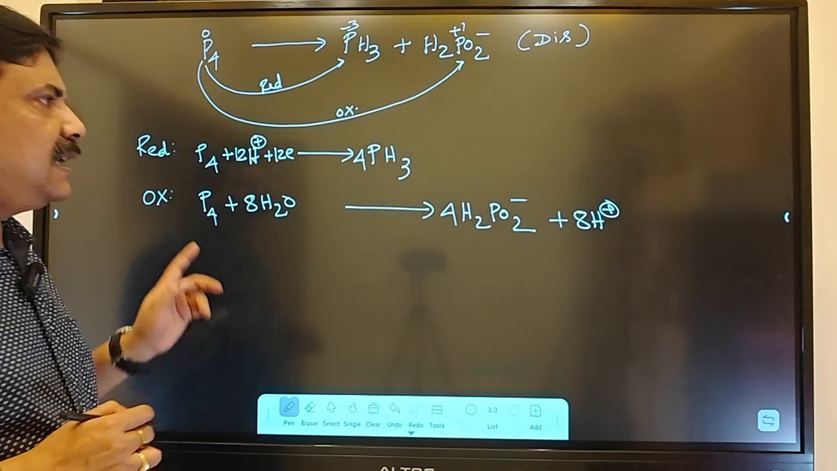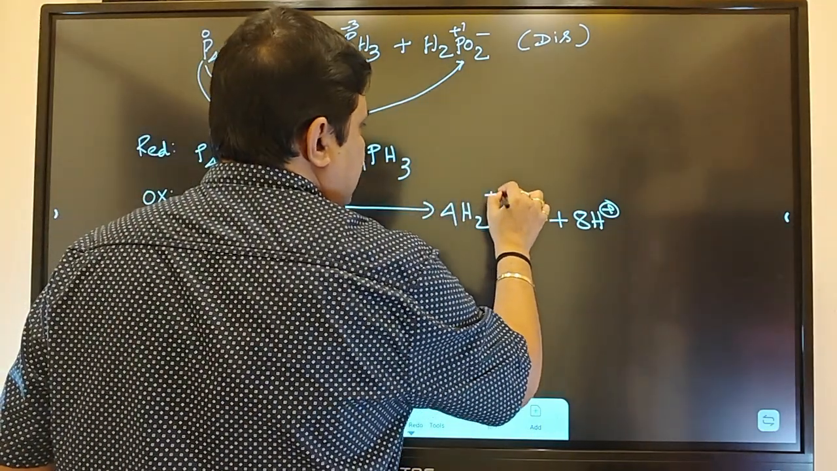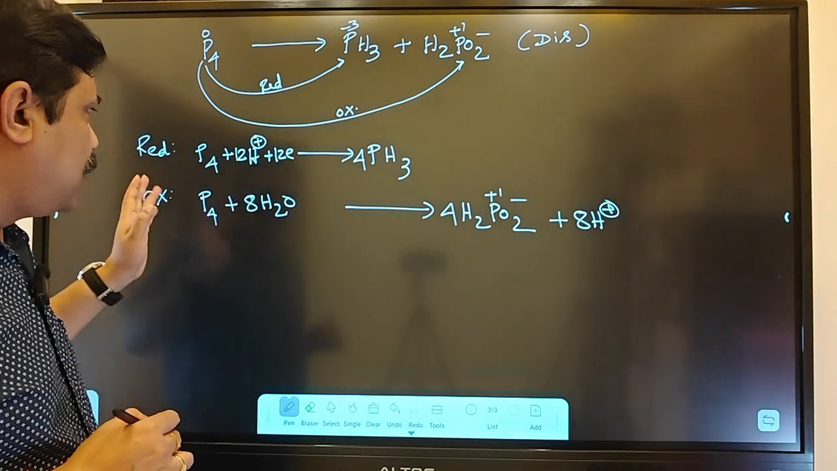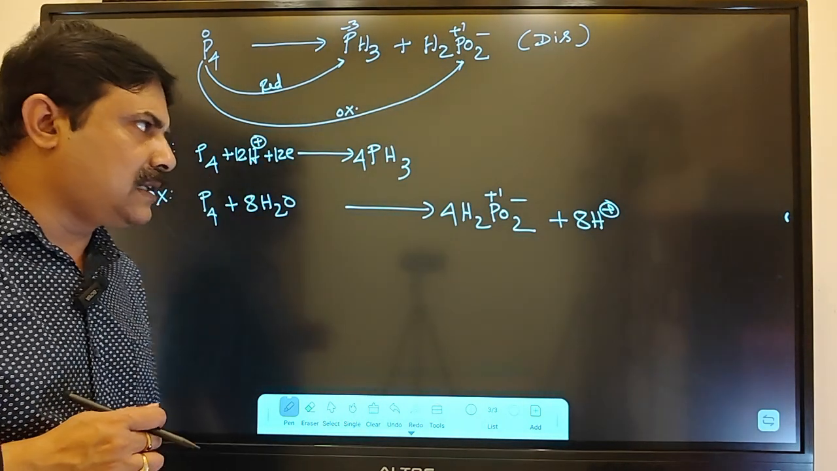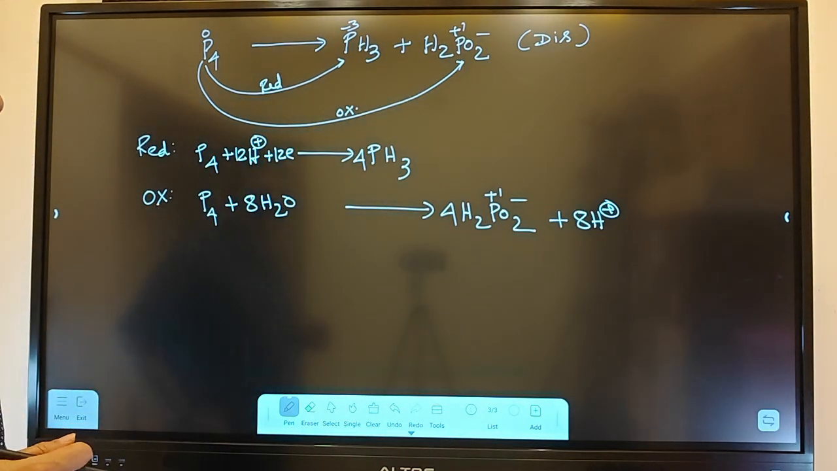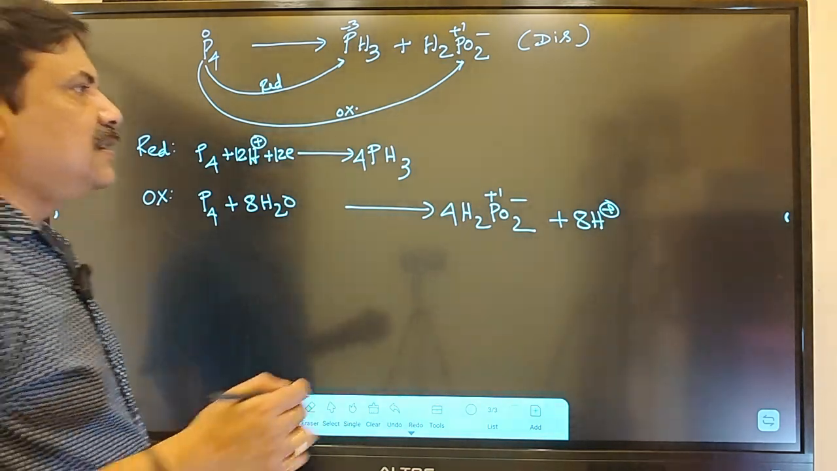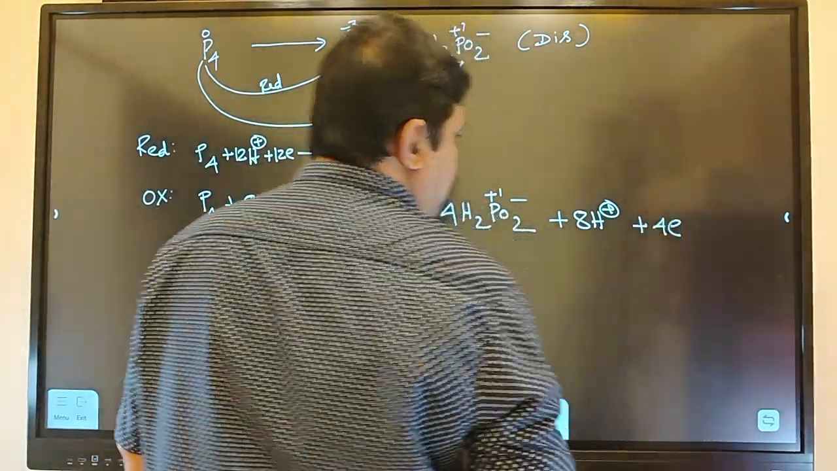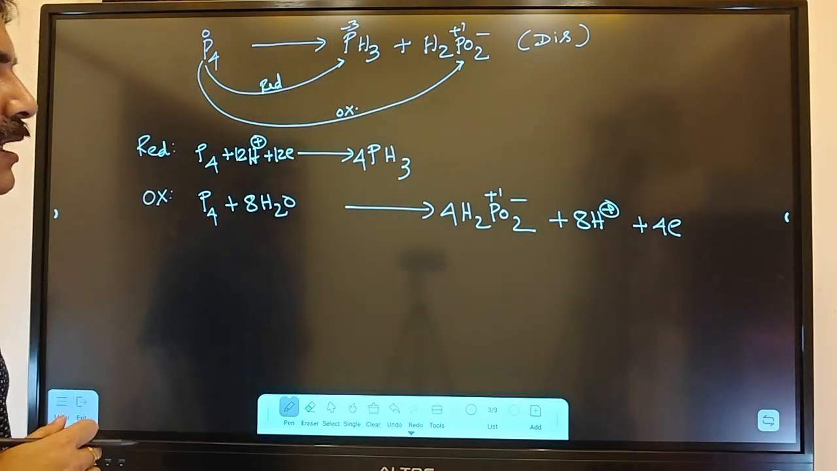Now if you look at here, each phosphorus is going through the oxidation change. Each phosphorus is losing 1 electron. There are 4 phosphorus, so how many electrons is it losing? Each phosphorus is 1 electron, 4 phosphorus is 4 electrons. 4 mole of electron is losing.